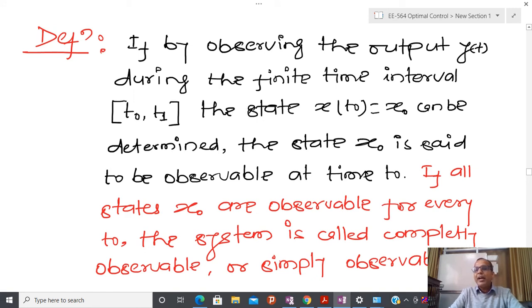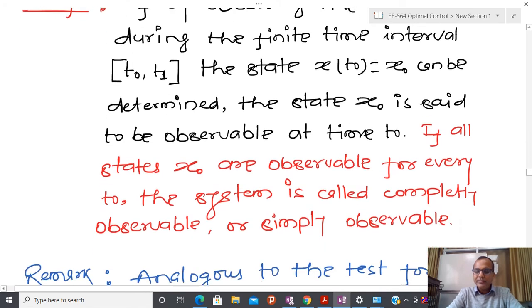So just by observing y(t) in this time interval t0 to t1, if I am able to understand the initial condition, x(t0) equal to x0 I have defined, then x0 is said to be observable at time t0. If all states x0 are observable for every t0, then the system is called completely observable, or simply observable. So these are the definitions.